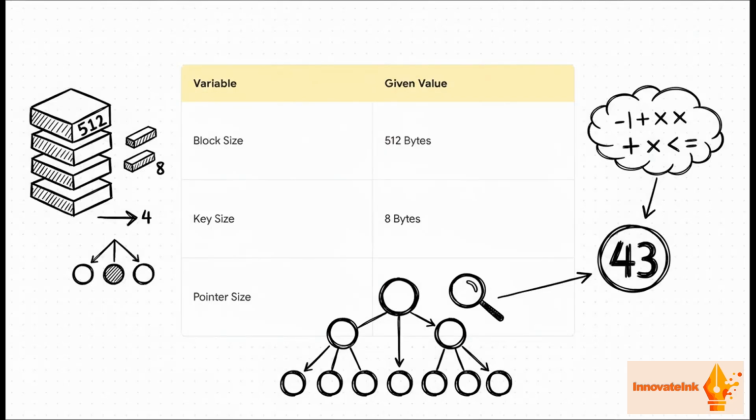That's it. Let's make this real with an example. Say our block size is 512 bytes, our keys are 8 bytes, and our pointers are 4 bytes. We just plug those numbers into the formula. The math spits out that the maximum order, P, is 43. Now think about what that means. Every single internal node in our tree can point to 43 different children. That incredible branching factor is why B+ trees stay so incredibly flat and so incredibly fast.